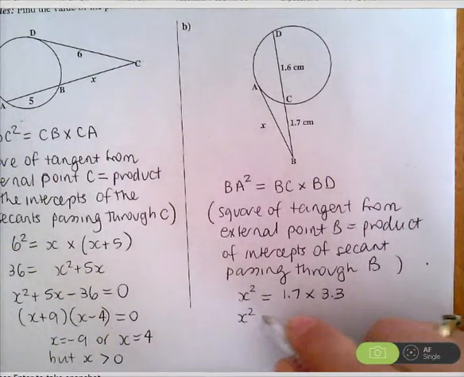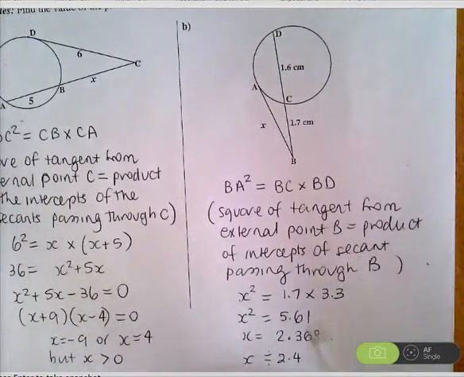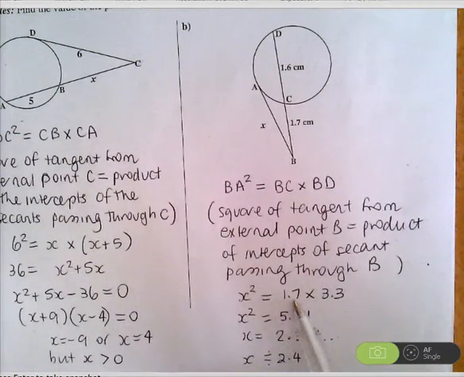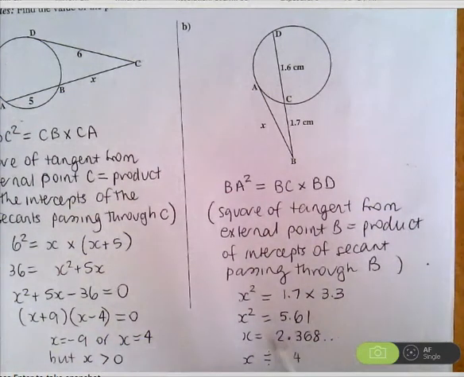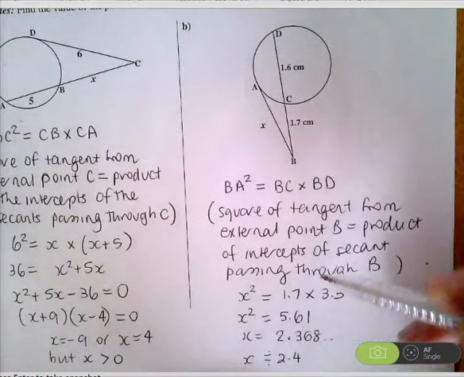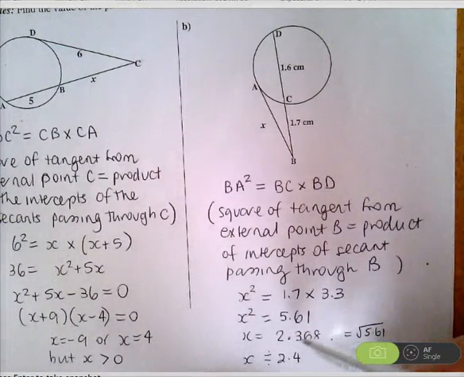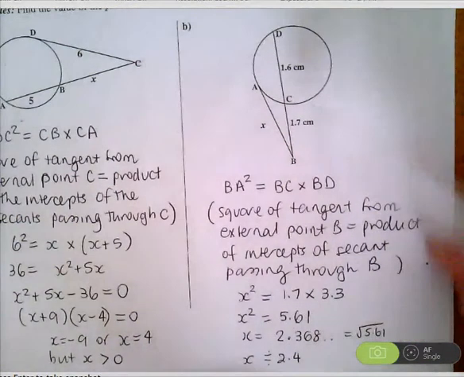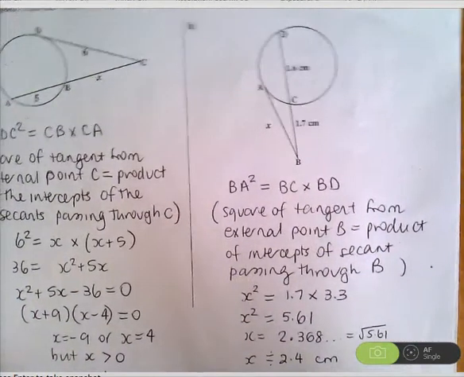And working that out, I'll just get my calculator out. So x squared is BC, which is 1.7, times 3.3, which is 1.7 plus 1.6, okay? We get x squared is 5.61, therefore x would be the square root of 5.61. Now it'll be the positive square root of 5.61 because x is a length and it has to be positive, which is 2.368, and because this is given to two significant figures, I'm going to give my answer here to two significant figures, which is rounding it off to 2.4 centimetres.